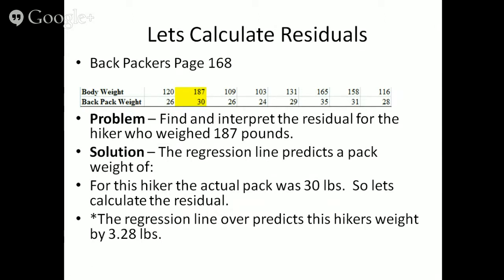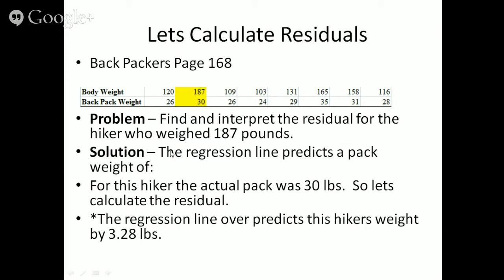So let's calculate some residuals. So go ahead and open your books to page 168. I'm going to get there too. And we're going to go back to the backpacker's problem. So the problem is find and interpret the residual for the hiker who weighed 187 pounds. So when you look at the table here on the PowerPoint, you have your body weight up here and you have your backpack weight here.